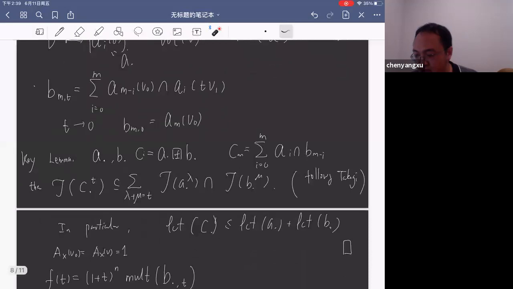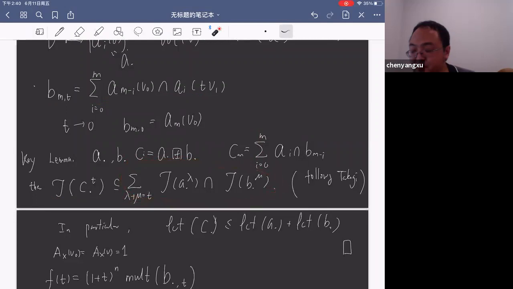But the lemma, which was actually a little bit surprising to me in our work, is the following. If I have two ideal sequences A dot and B dot, then I define this kind of box product to be C dot, in a way that Cn is the sum of Ai times B n minus i. So basically I just intersect them. Then we prove that the multiplier ideal of the sum is contained in the sum of these, such that lambda plus mu is equal to t.